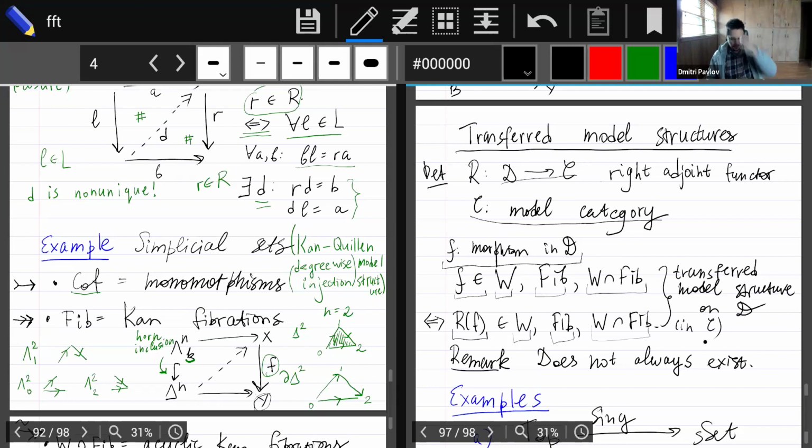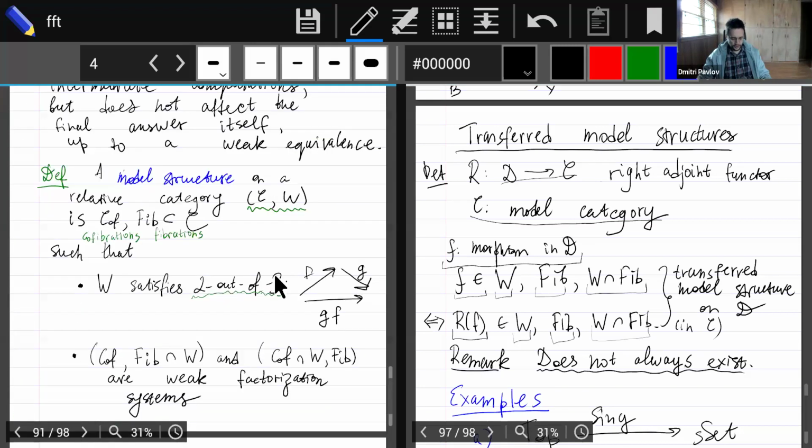There are two remarks to make here. One of them is that the transferred model structure does not always exist. So its existence is a separate property you must verify, which in many cases is easy to verify, and it's certainly easier than verifying the axioms from scratch. And the other thing to mention, of course, is that I didn't say what happens to cofibrations. You may ask, well, what is happening to cofibrations?